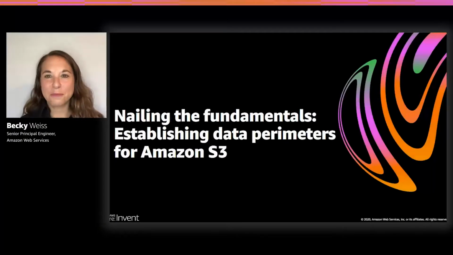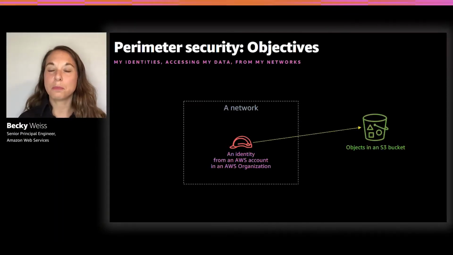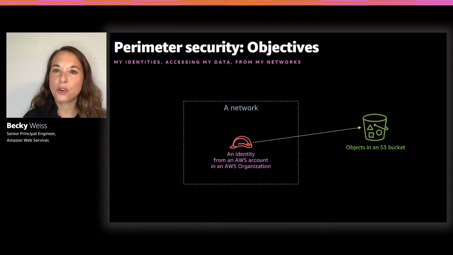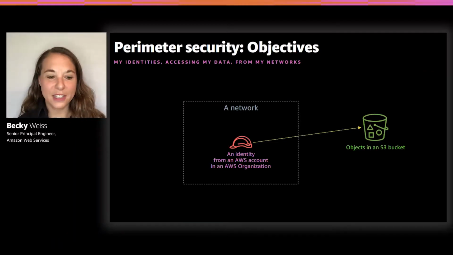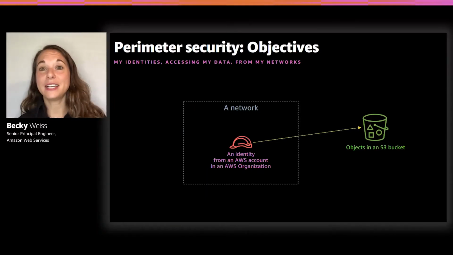Well, now that you've turned on block public access, you probably want to think a little bit more about the perimeter around your data, the coarse grain level controls that you use to keep control of your data. I talk to customers about this topic a lot, and they all have different words for it. But really, what they're all trying to accomplish is they say, look, I have my identities and my data. My identity should be accessing my data.